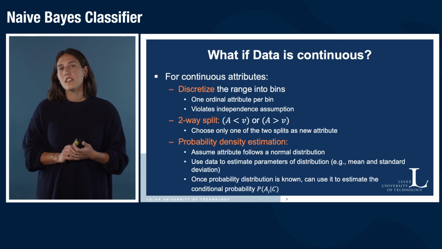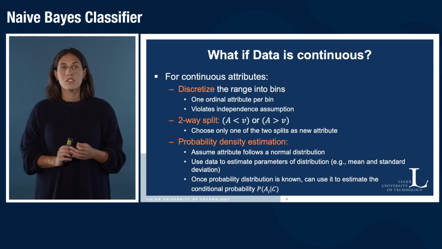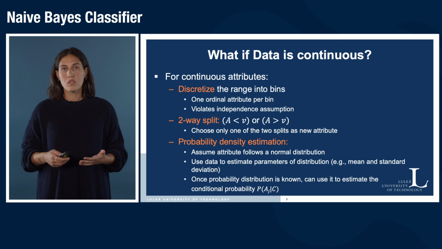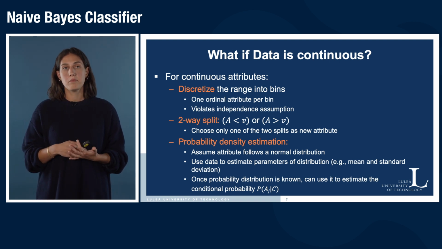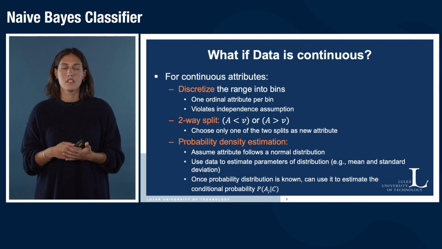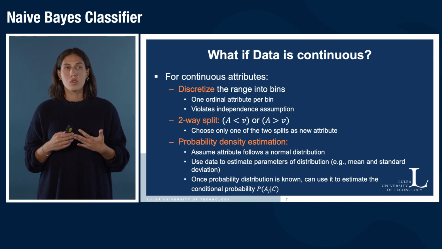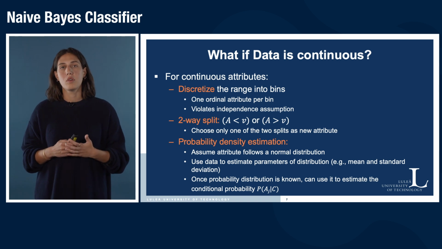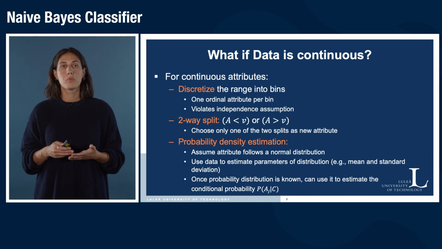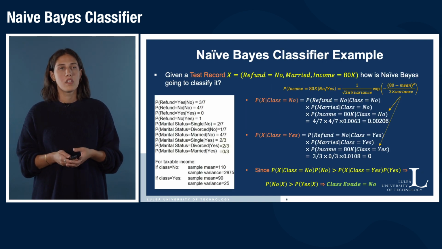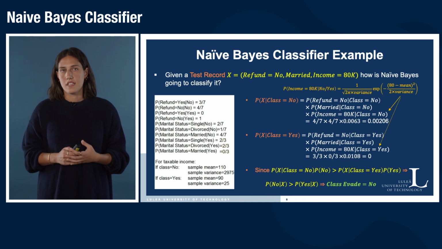But what if the data is continuous? If the data is continuous, like the taxable income in the previous example, there are several ways to deal with it. One way is to discretize, and that means putting ranges into bins. Then there is the two-way split, where you can choose only one of the 2 splits as new attribute. And finally, through probability density estimation, where we assume that the attribute follows a normal distribution. Let's see a more detailed example.